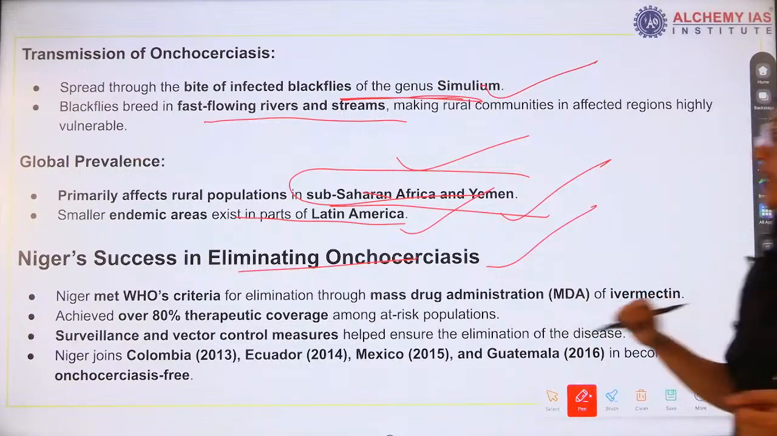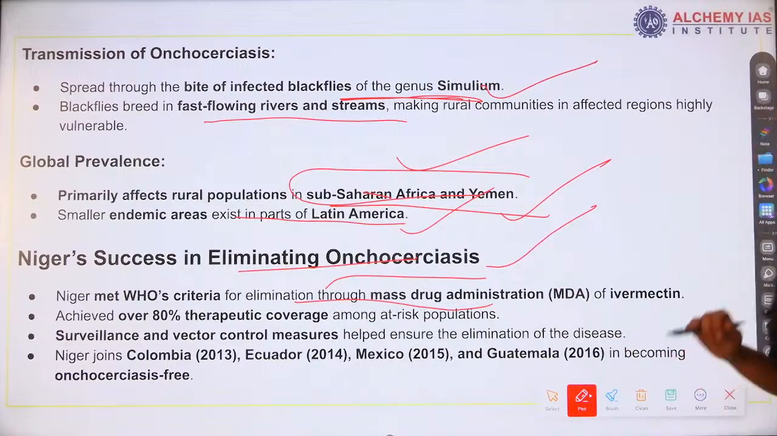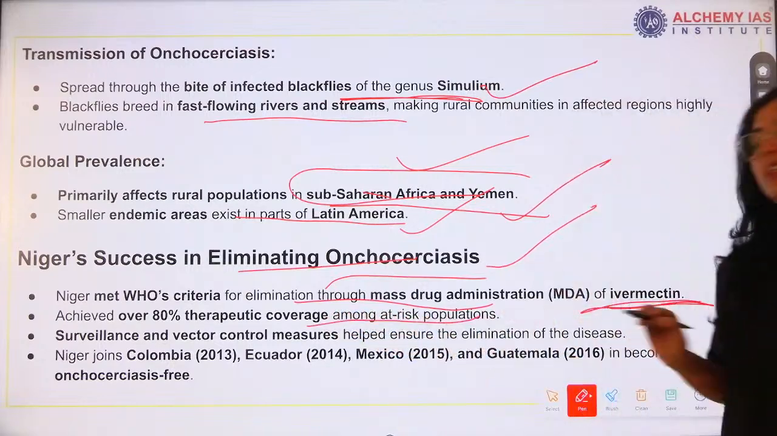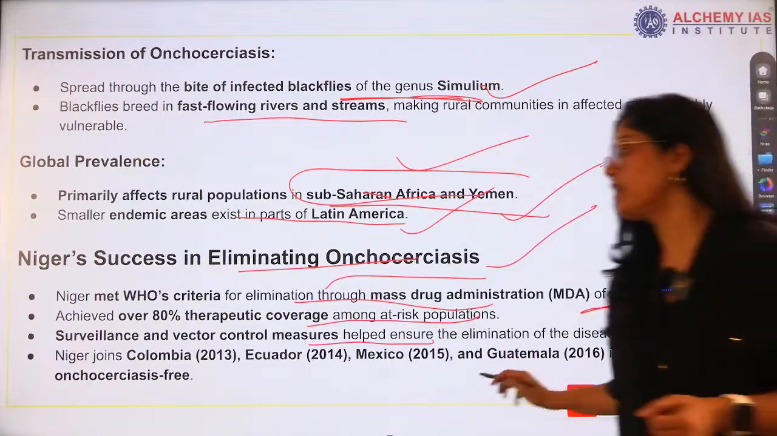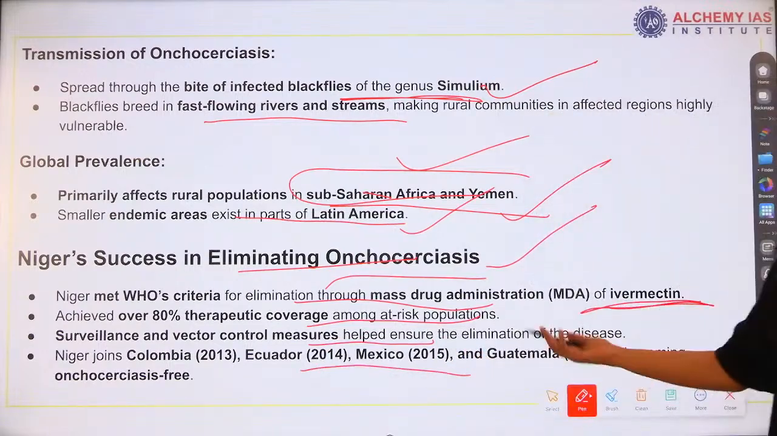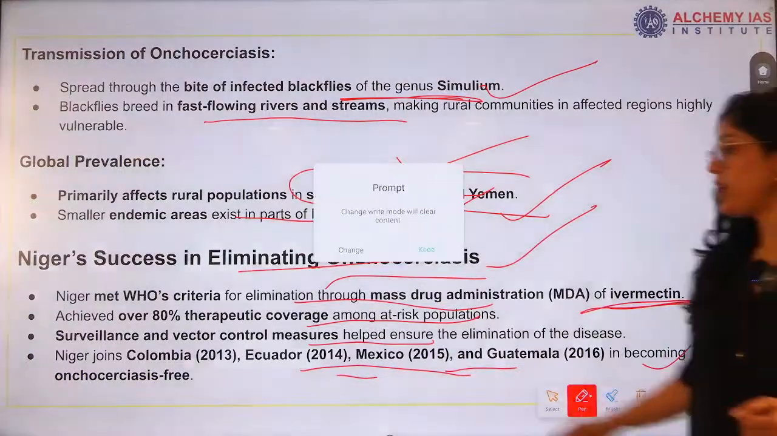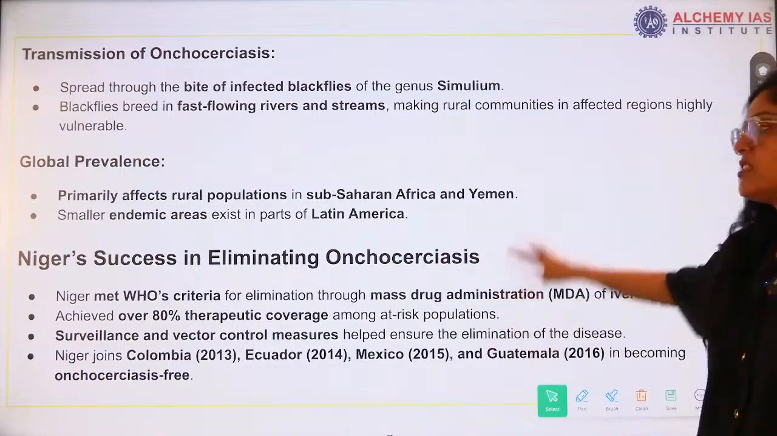Niger's success in eliminating onchocerciasis is what? That it met the criteria for elimination through mass drug administration and achieved 80% therapeutic coverage. Surveillance and vector control measures were taken, and it joins Colombia and other countries, Mexico, Ecuador, and Guatemala. It has joined these countries to be onchocerciasis free.